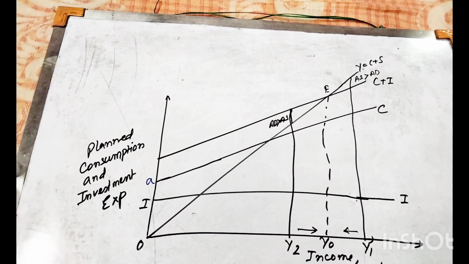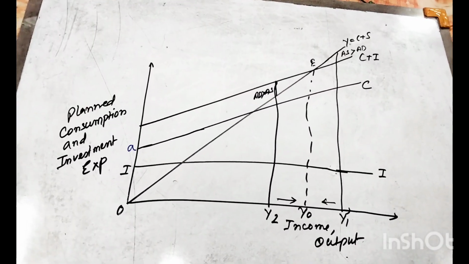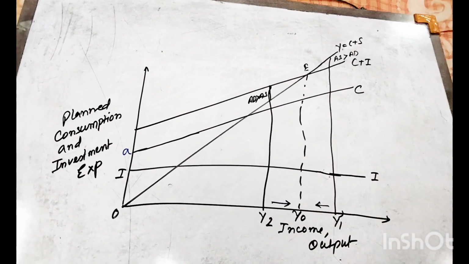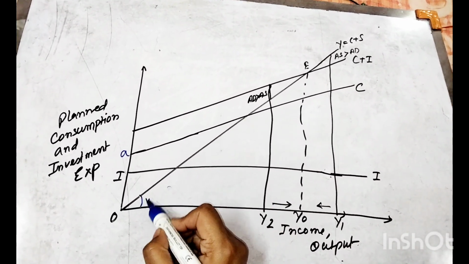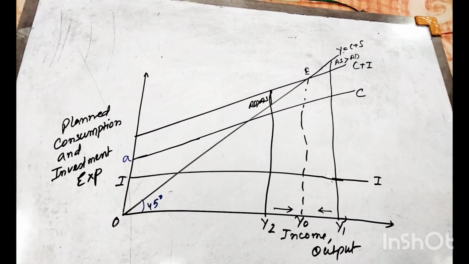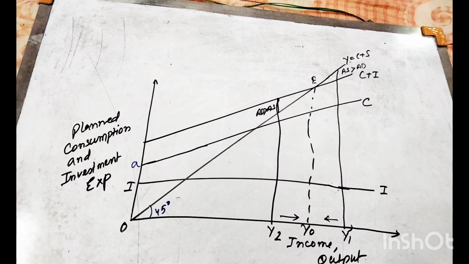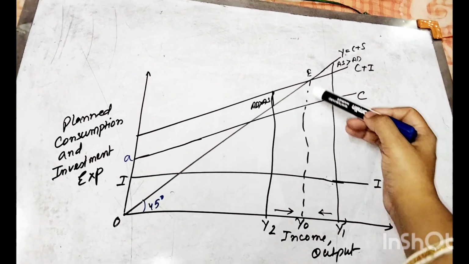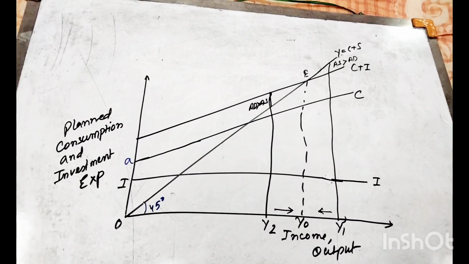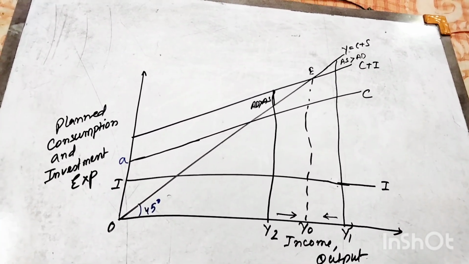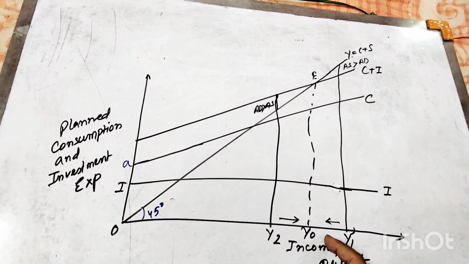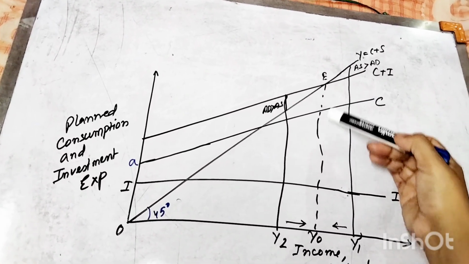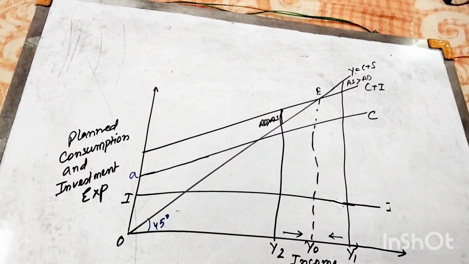C plus I curve is called the aggregate demand curve. It's a vertical summation of consumption and investment. And your aggregate supply curve is indicated by this 45° line. Okay, this is the aggregate supply curve. Now where the aggregate demand intersects the aggregate supply at point E, this is the equilibrium point, and Y0 is the equilibrium output. This is the output corresponding to the equilibrium point.